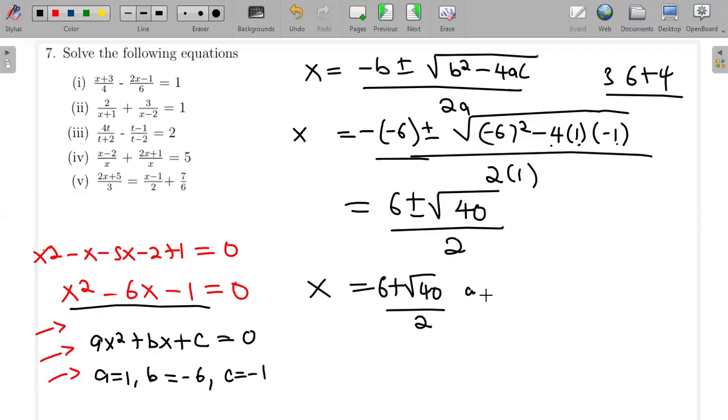So if you want, the answers here will just be x is equal to 6 plus the root of 40 divided by 2, or x is equal to 6 minus the root of 40 divided by 2. So if you want, you can end here. These will be your answers.